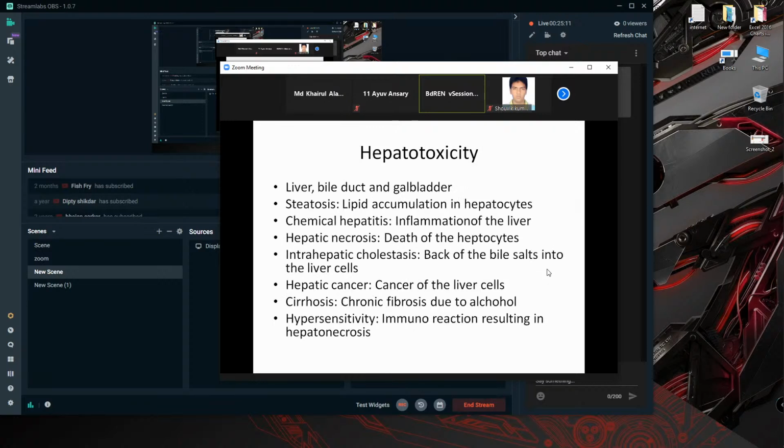So hepatotoxicity. Hepato means liver toxicity. Any good medicine, food, medicine, whatever chemicals we are taking, at first it is absorbed by the liver. Alcohol or chemicals made in the laboratory, for a long time, your liver can be affected.